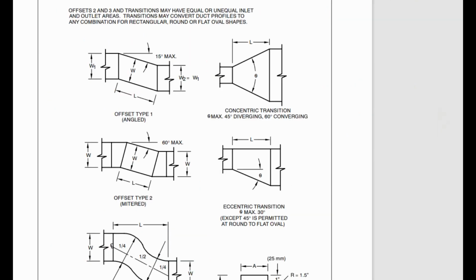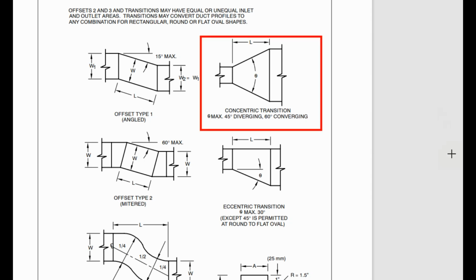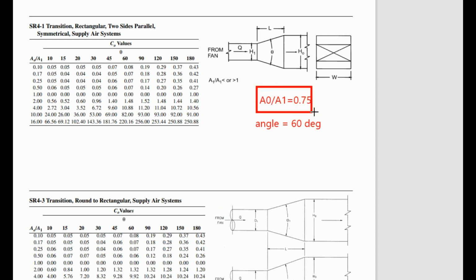If we are fabricating our duct as per the schema, then for a converging transition piece the maximum angle we can use is 60 degrees. So in our sample calculation, we use the angle of 60 degrees and A0 by A1 value of 0.75. So we will select the nearest values, 1 and 0.5.